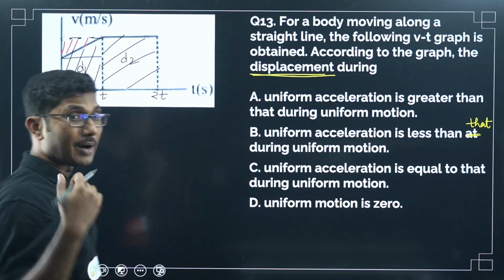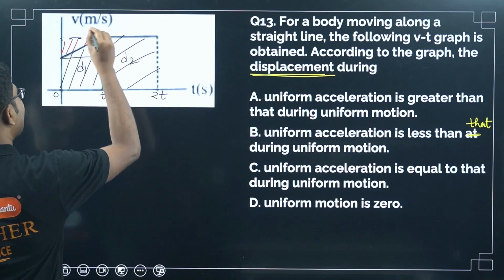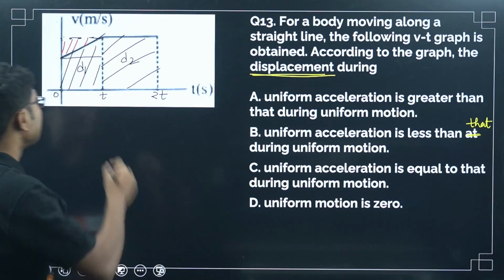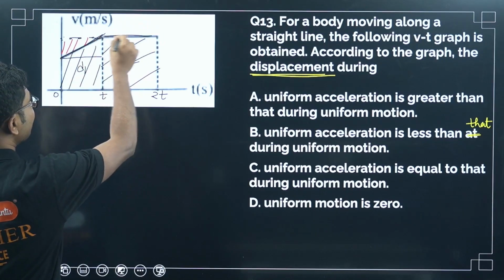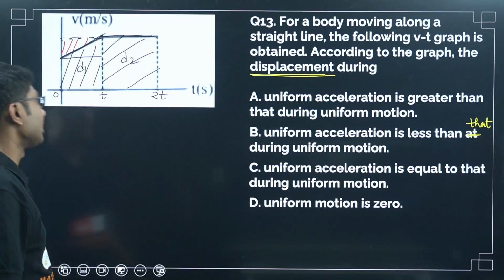Now in which part is it accelerating? As we can see, velocity is increasing here. So velocity increasing here means this is an accelerated motion, a uniformly accelerated motion. Here the velocity is constant, so this is uniform motion. This is normal uniform motion, this is uniformly accelerated motion, right?